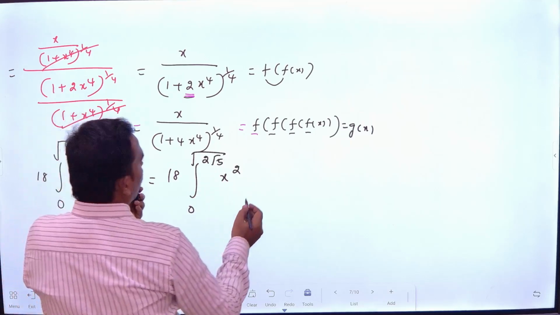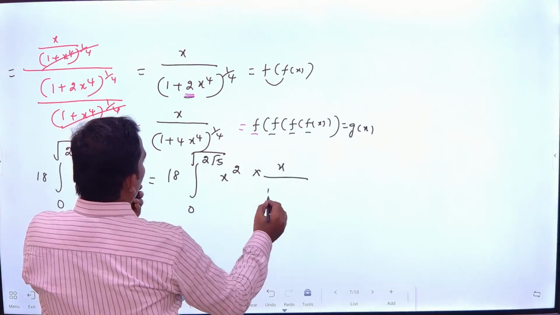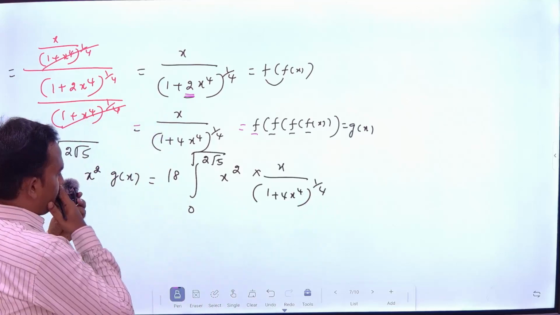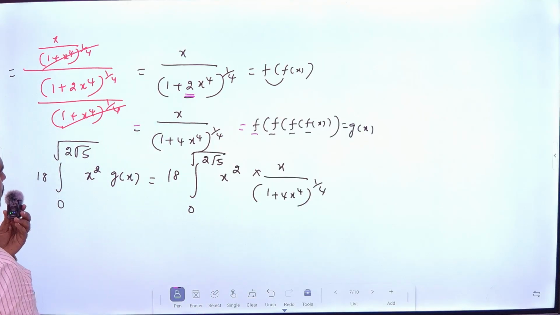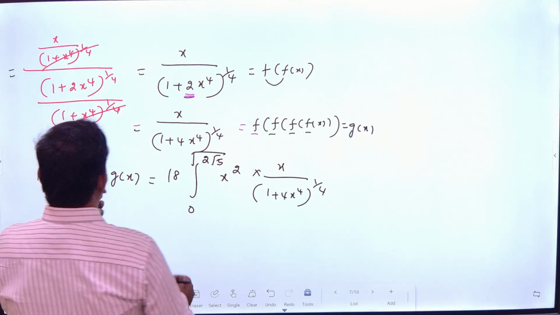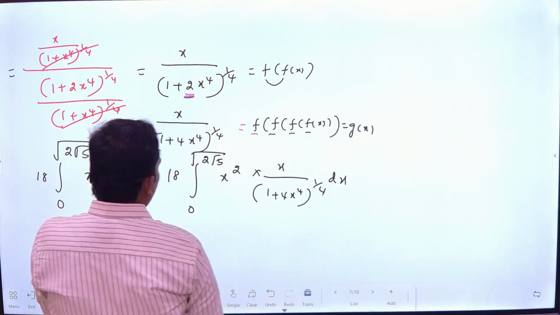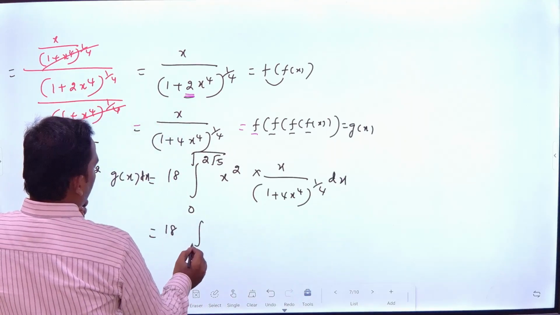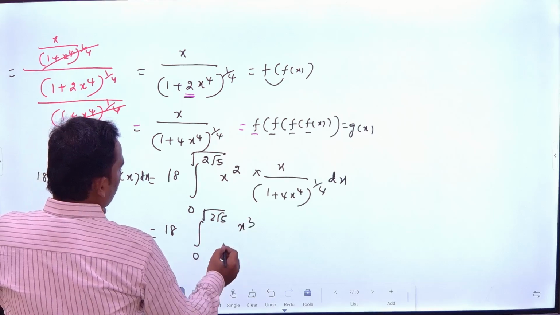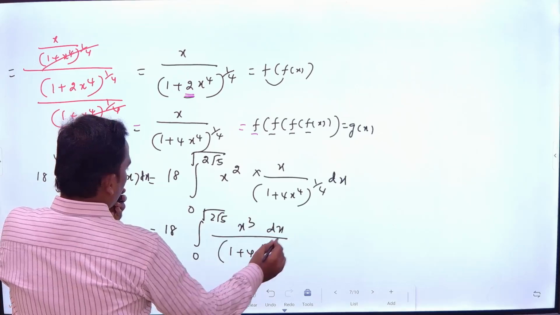X square into what is g of x? x into x divided by (1 plus 4x power 4) whole power 1 by 4. Okay, good. So x cube is there, no? x cube. So g of x into dx, here also dx. So then what will we get? 18 times the integral from 0 to square root of 2 root 5 of x cube dx by (1 plus 4x power 4) whole power 1 by 4.